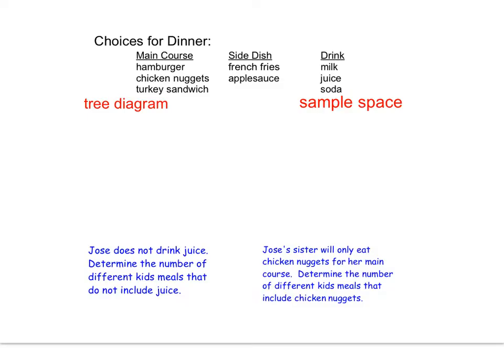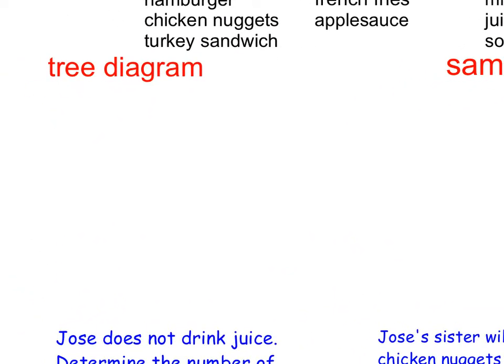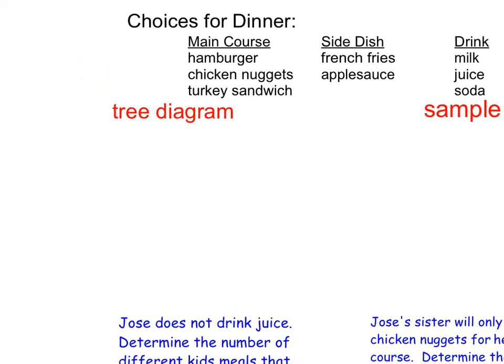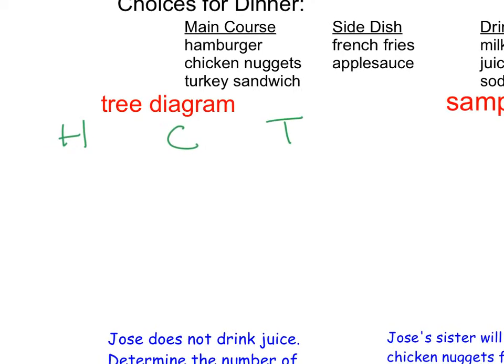So take a second and we're going to draw a tree diagram for all the possibilities of this dinner. So first I'm going to draw a tree diagram and I'm going to take it and create a sample space. I'll do it this way. Hamburger, chicken nuggets, and a turkey sandwich. If I have a hamburger, I'm going to change colors here. If I have a hamburger, then my side dishes, I could have French fries or applesauce. If I had chicken nuggets, same thing, and turkey sandwich, same thing. French fries and applesauce.